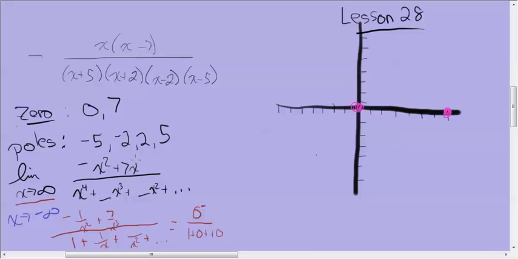All right, my poles occur at -5. 1, 2, 3, 4, 5. That means I come over to -5 and I draw a vertical asymptote. All right, at -2, I draw another vertical asymptote. At +2, I have a vertical asymptote. And at +5, 1, 2, 3, 4, 5, I have a vertical asymptote. All right, those are the places where I know my function doesn't exist. Why does my function not exist? Because my denominator is 0.